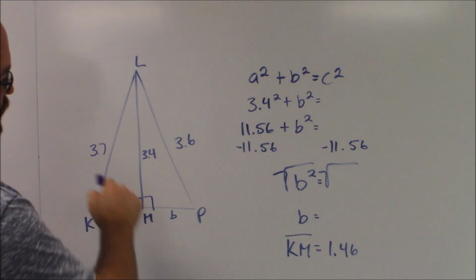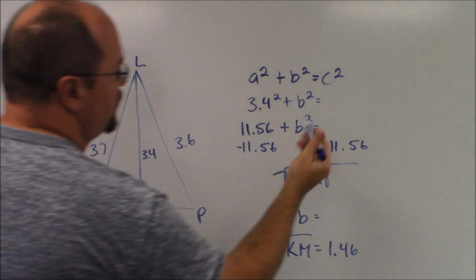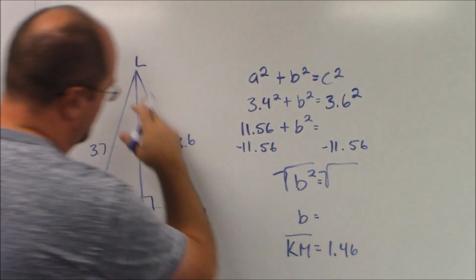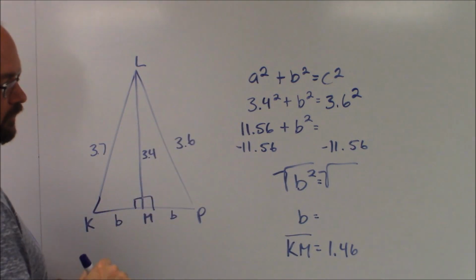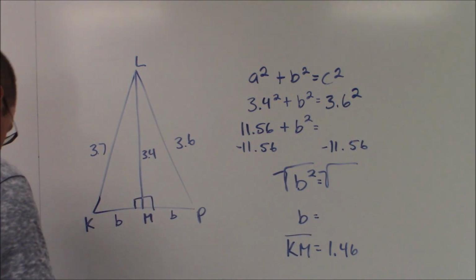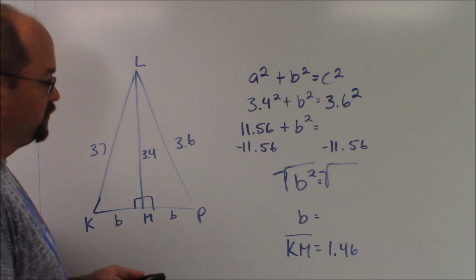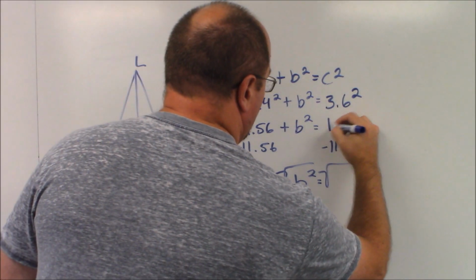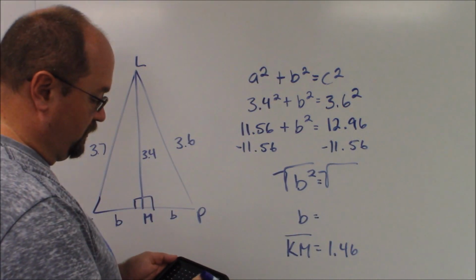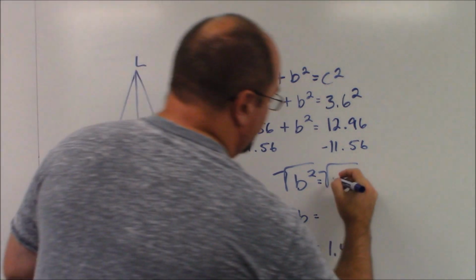So my hypotenuse for this triangle, this LPM triangle, is 3.6. But my value for this side is still 3.4. So I'm going to leave all that in there, and now I'm just going to find 3.6 squared, which is 12.96. Subtract 11.56 from it. You get 1.4.